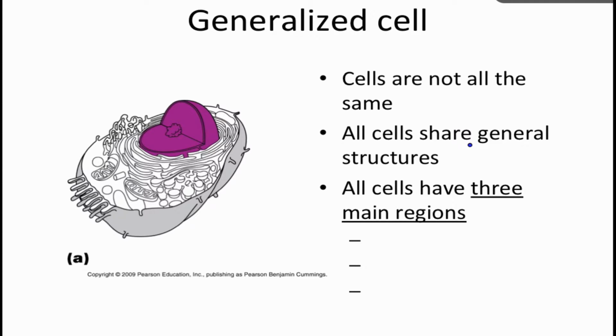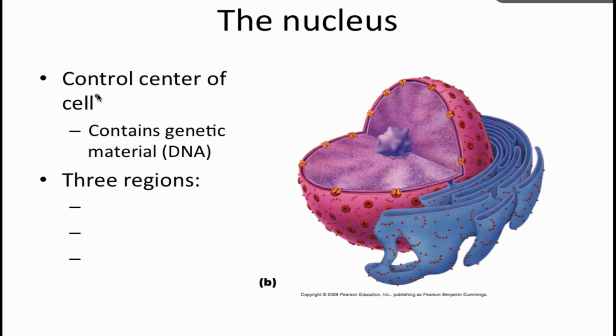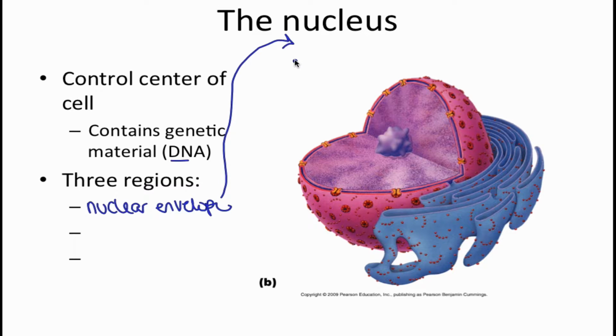So let's go ahead and go into the nucleus. So the nucleus is the control center of the cell. The nucleus contains genetic material or DNA. There are three regions. We have the nuclear envelope. The nuclear envelope is sometimes called the nuclear membrane. Okay, we're going to go through a little bit of detail, so I'm going to draw it up here. Okay, so the nuclear envelope, basically, that's going to be a barrier between the nucleus and the cytoplasm. So the nuclear envelope is going to be this pink area here. So that'll be the barrier.